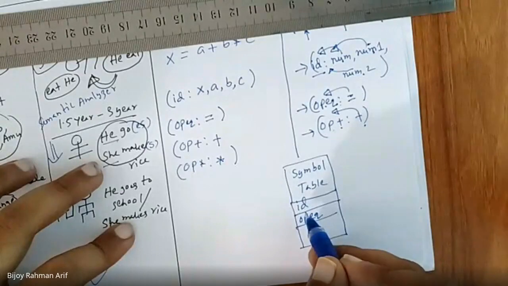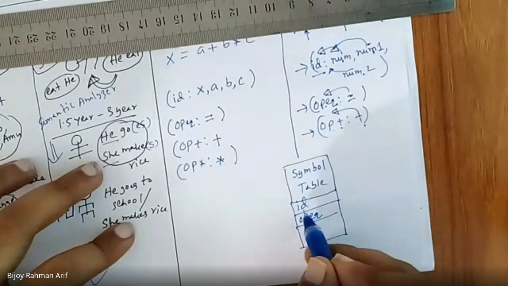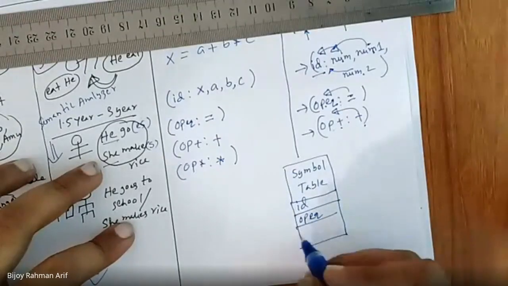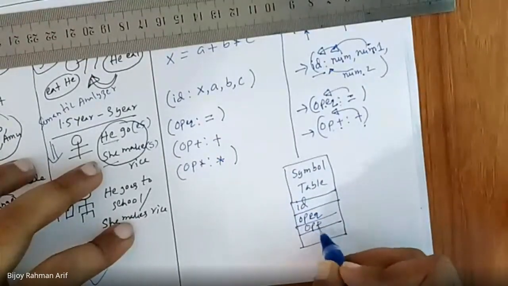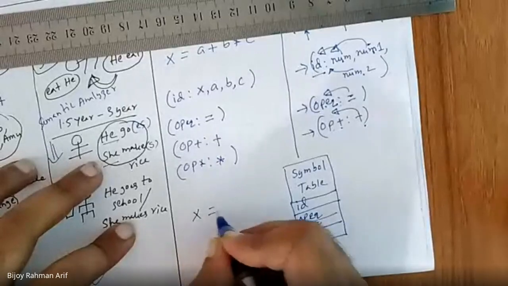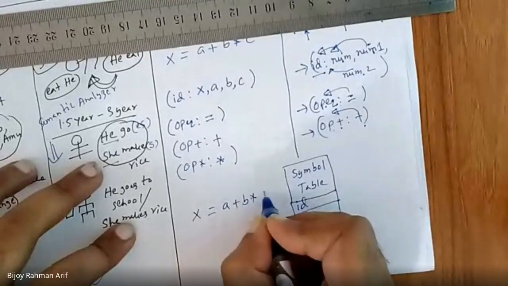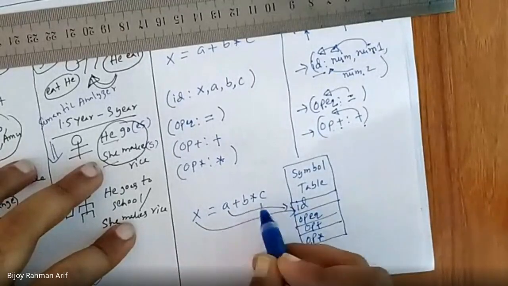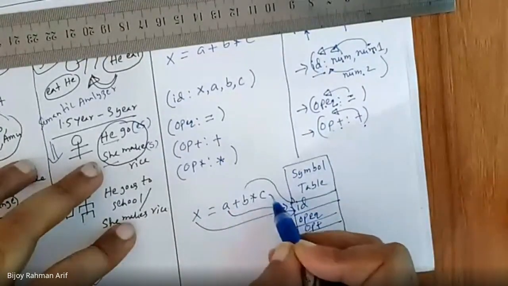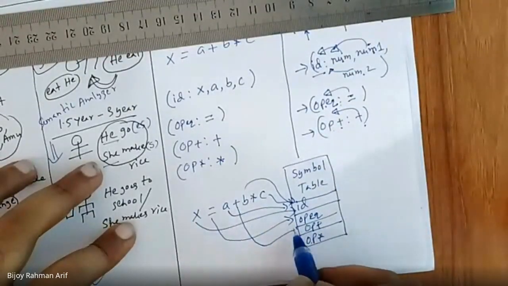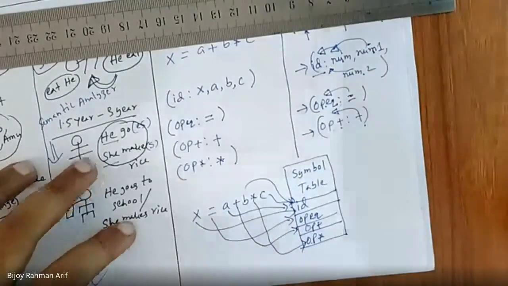In the symbol table there would be a place created for ID because the token ID is there. Then operator equal is there, so an operator equal entry would be created, operator plus would be created, and operator star would be created. Then this one is pointing to this one, this one pointing to this one. Equal would be pointing to this one, and this one pointing to this. Just this is happening.